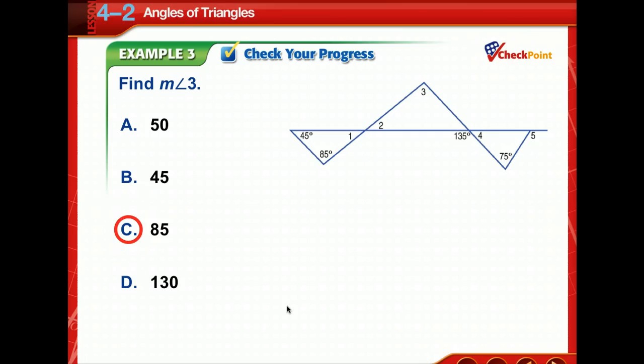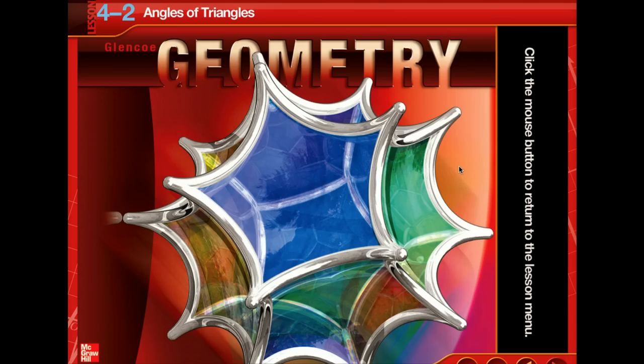Did you get 85? Well, first of all, I found the measure of angle 1 with the triangle angle sum theorem. These two subtracted from 180 give me the measurement of angle 1, and I got 50 for it. If this one's 50, so is angle 2. It's 50. So the measurement of angle 3 plus 50 equals the 135, which is an exterior angle. So the measurement of angle 3 is equal to 85. Excellent job. You are ready to move on to the assignment.